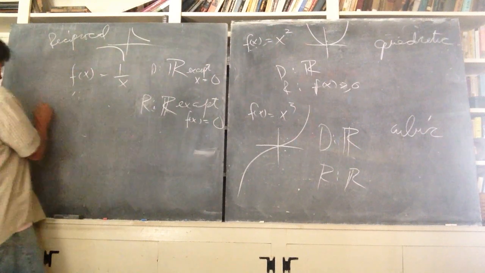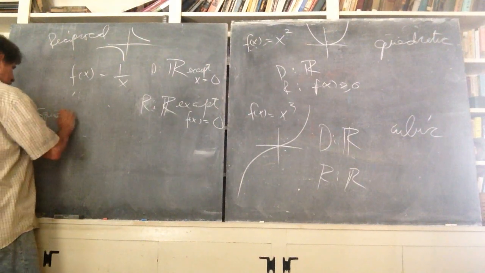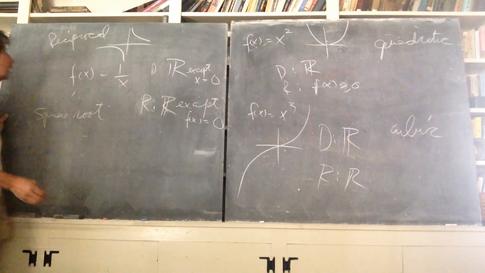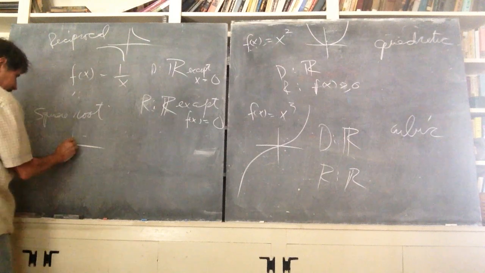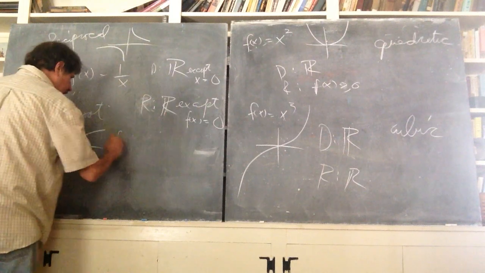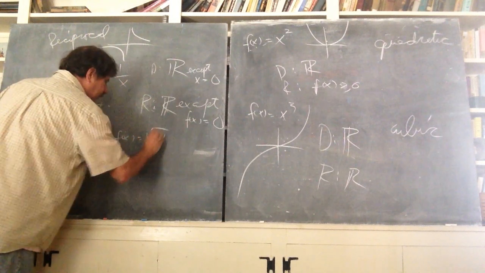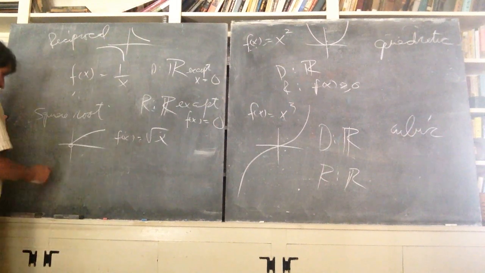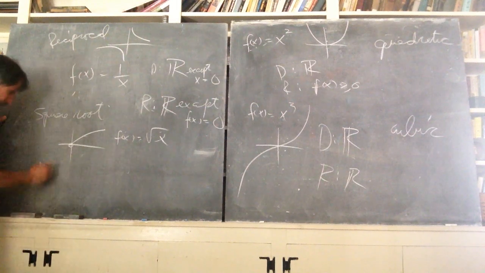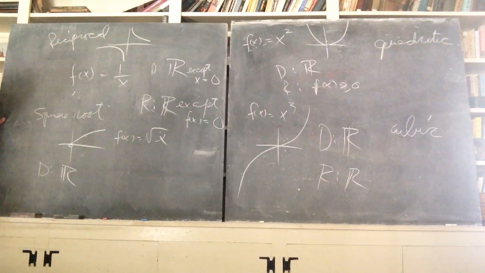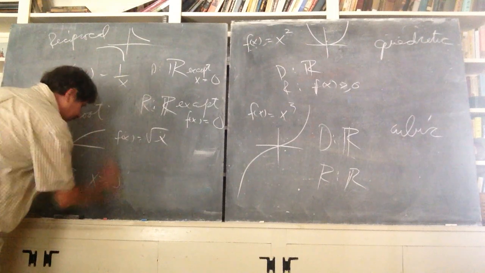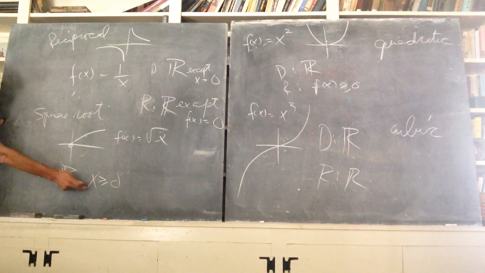Then the square root function. We met others. The square root function looks like this. f of x equals the square root of x. That's what the rule is. And the domain is all the reals except the negatives. You can't put a negative in there. x is greater than or equal to 0.